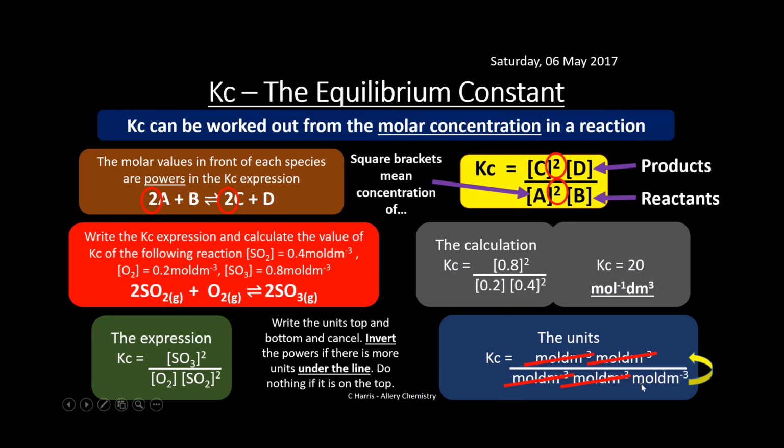Now, when we're left with the units on the bottom, what we're going to do is flip it up onto the top. And when we do that, we just invert the little powers on the top. So instead of mole, that becomes mole to the -1. Instead of dm to the -3, that becomes dm3.